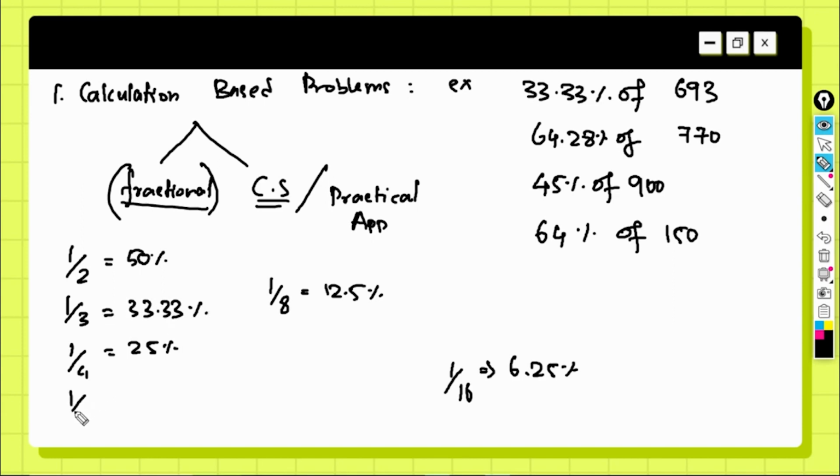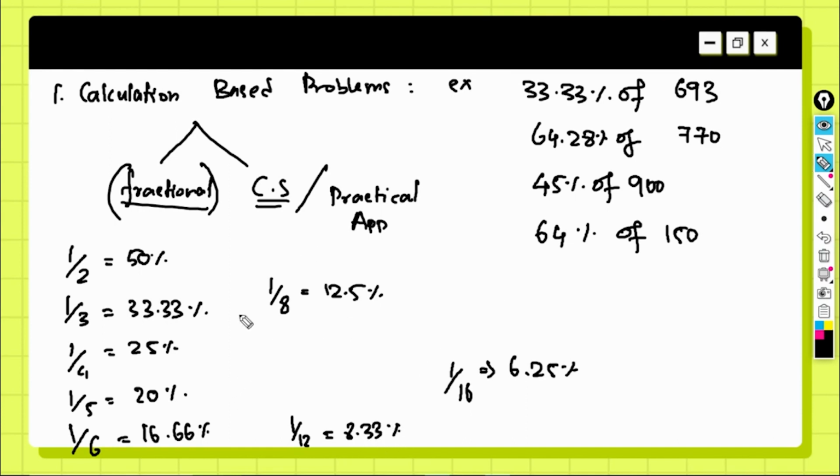Okay. 1 by 5 is 20 percentage. So the idea is, if they ask you 33.33 percentage, you can straight away replace it with 1 by 3. Okay. So 1 by 6 is half of 1 by 3. Half of this is 16.66 percentage. And half of 1 by 6 is 1 by 12. Okay, I'll just write it here. So 1 by 12 is half of 16.66, which is 8.33 percentage.